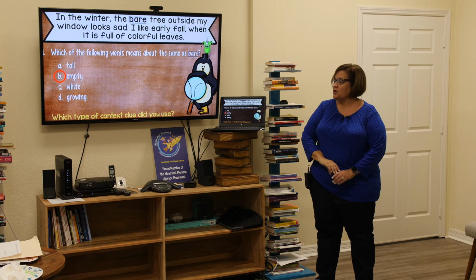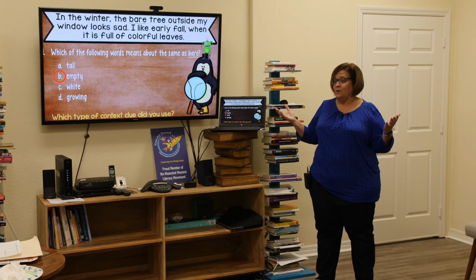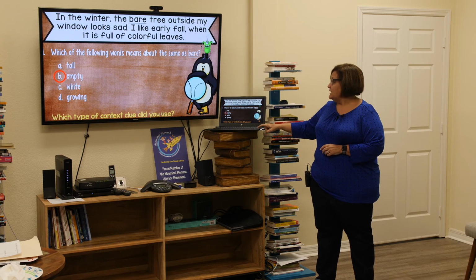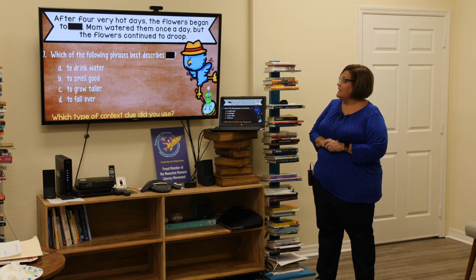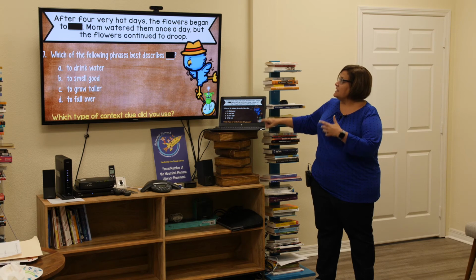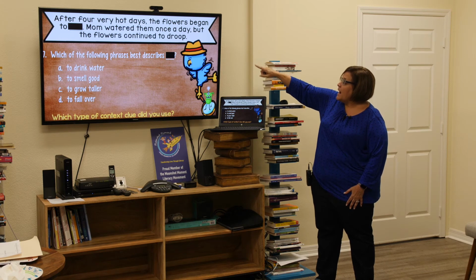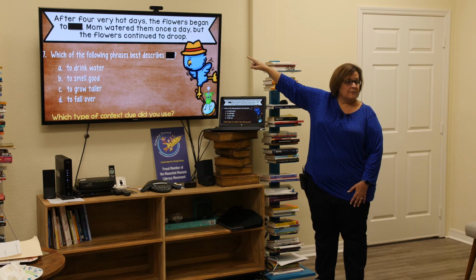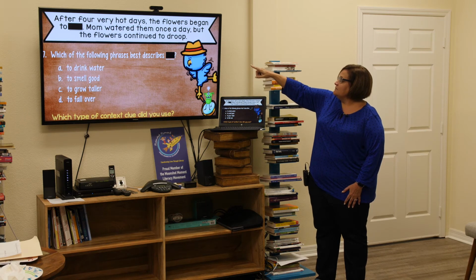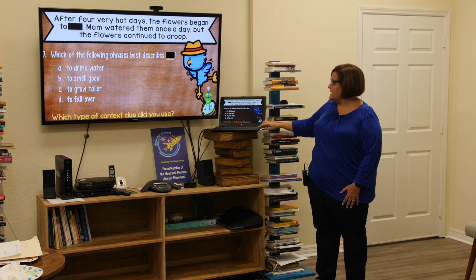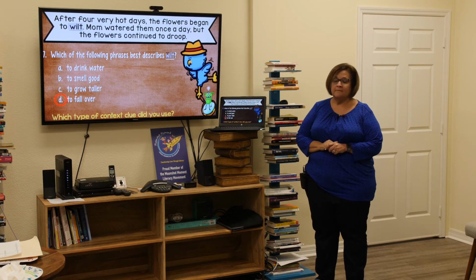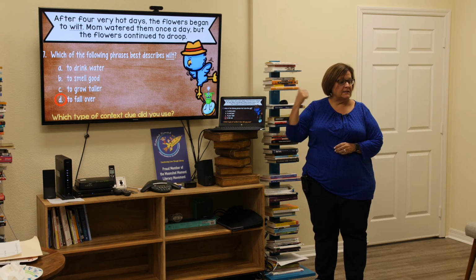And then they have the word shown. So they don't see the word beforehand because it really doesn't make a difference. We're talking about the context clues. After 4 very hot days, the flowers began to, Mom watered them, droop. So what does that mean? They said hot days, Mom watered, but, so you're teaching that signal word means the opposite. So that's not good. The water's not working. So to kind of fall over, and then that's a synonym one. They may not know what wilt is, but they can still figure it out.